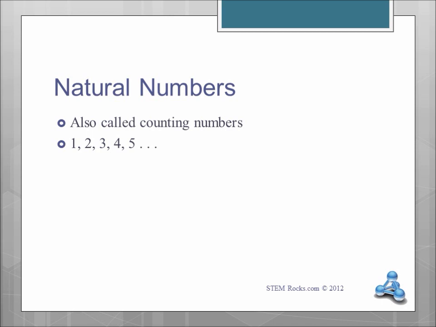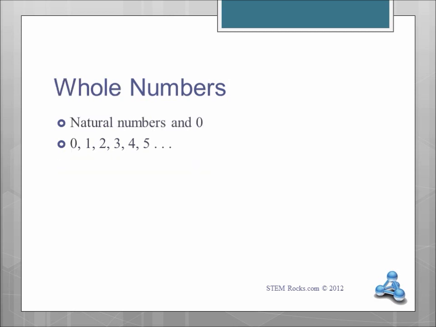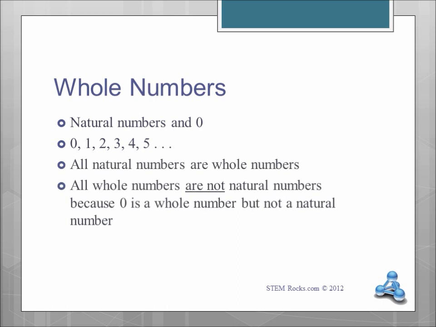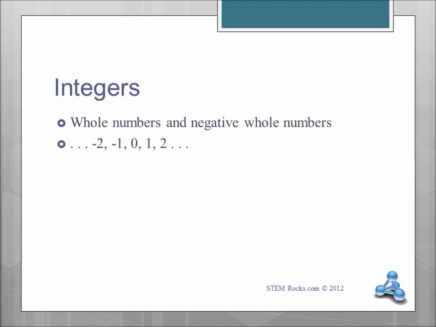These are also called counting numbers, 1, 2, 3, 4, 5, and so forth and so on. The next set is whole numbers, and whole numbers consist of all the natural numbers plus the number 0. So whole numbers are 0, 1, 2, 3, 4, 5, and so forth and so on. All natural numbers are whole numbers, but the reverse is not true. All whole numbers are not natural numbers. This is because 0 is a whole number, but it is not a natural number.